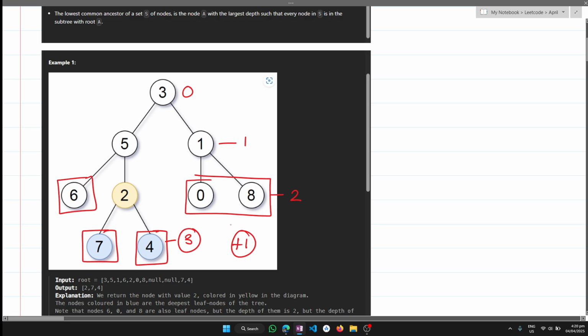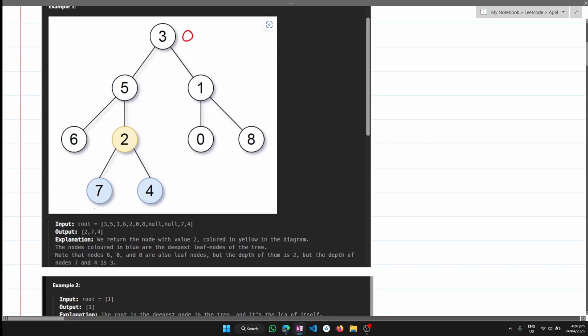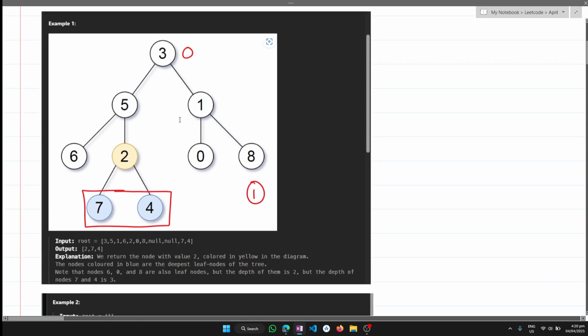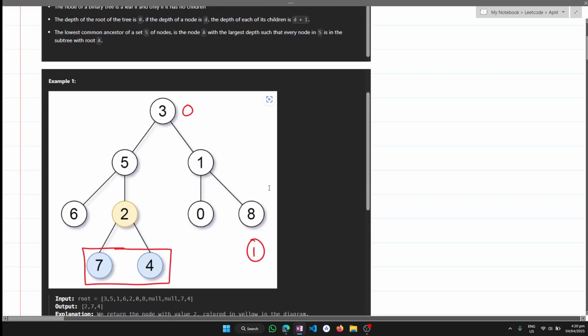And then it could have been like this as well. For example, if I had two nodes of 7, then these two nodes would have been the deepest leaves, right? Then I would have to ignore this, this, and this. Even though they are leaves, I would still have to ignore them, right? So what we have to do first is figure out which leaves are the deepest, right?